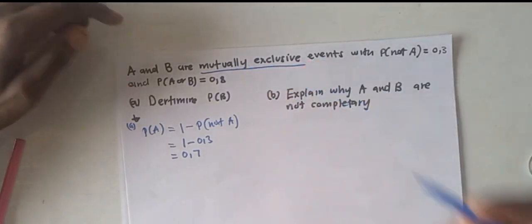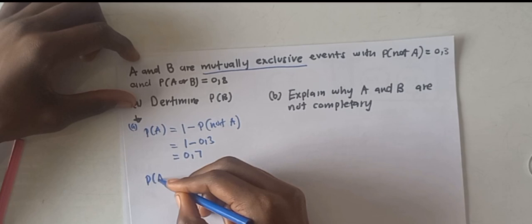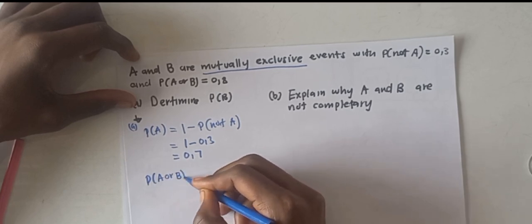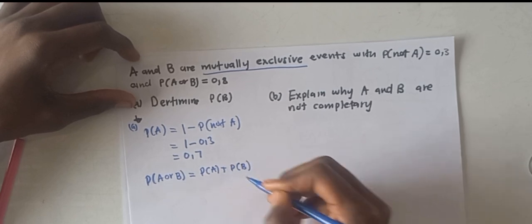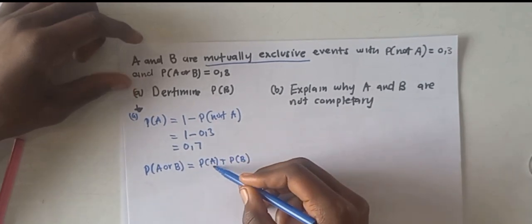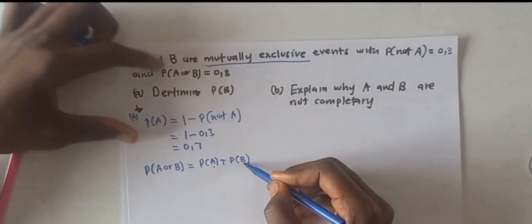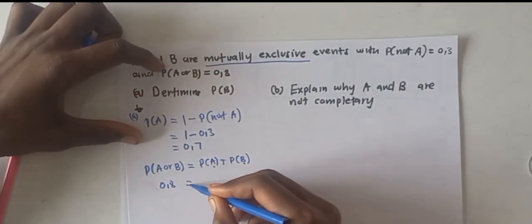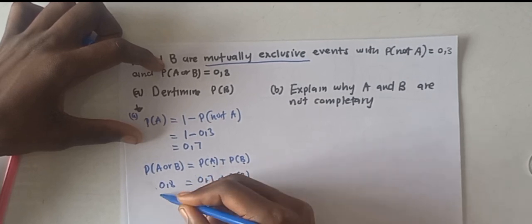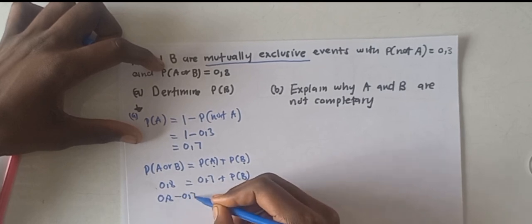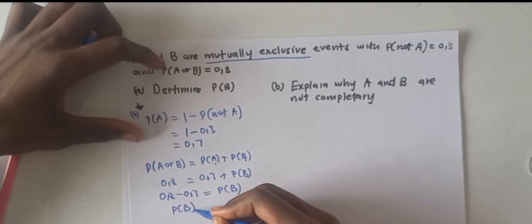Since these events are mutually exclusive, the probability of A or B is equal to the probability of A plus the probability of B. The probability of A we just calculated, the probability of B we are looking for, and the probability of A or B we are given. So 0.8 is equal to 0.7 plus the probability of B. If we take 0.7 to the other side, 0.8 minus 0.7 is equal to the probability of B, so we find that the probability of B is equal to 0.1.